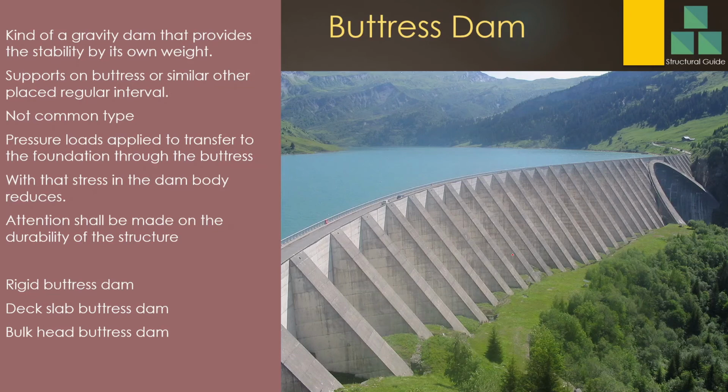When you're designing these dams, you have to pay attention to the durability of the structure. This is a concrete structure, so there may be deterioration, therefore you have to consider these things when designing these types of dams. Mainly there are three types of buttress dams: rigid buttress dams, deck slab buttress dams, and bulkhead buttress dams. These three types are available in the world.